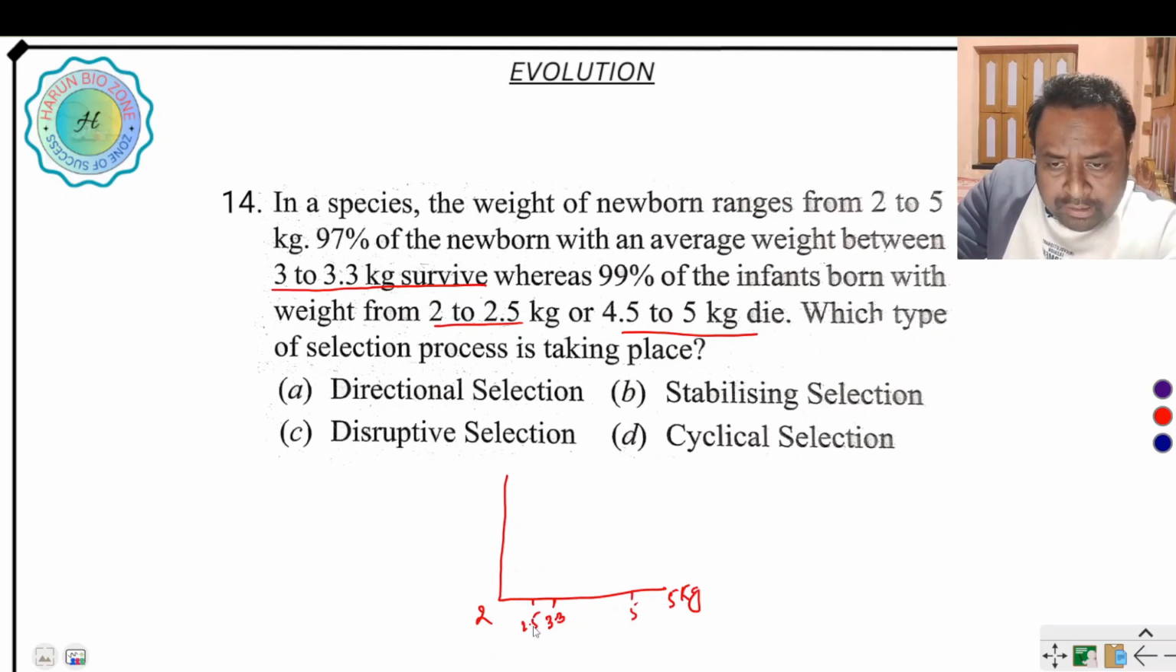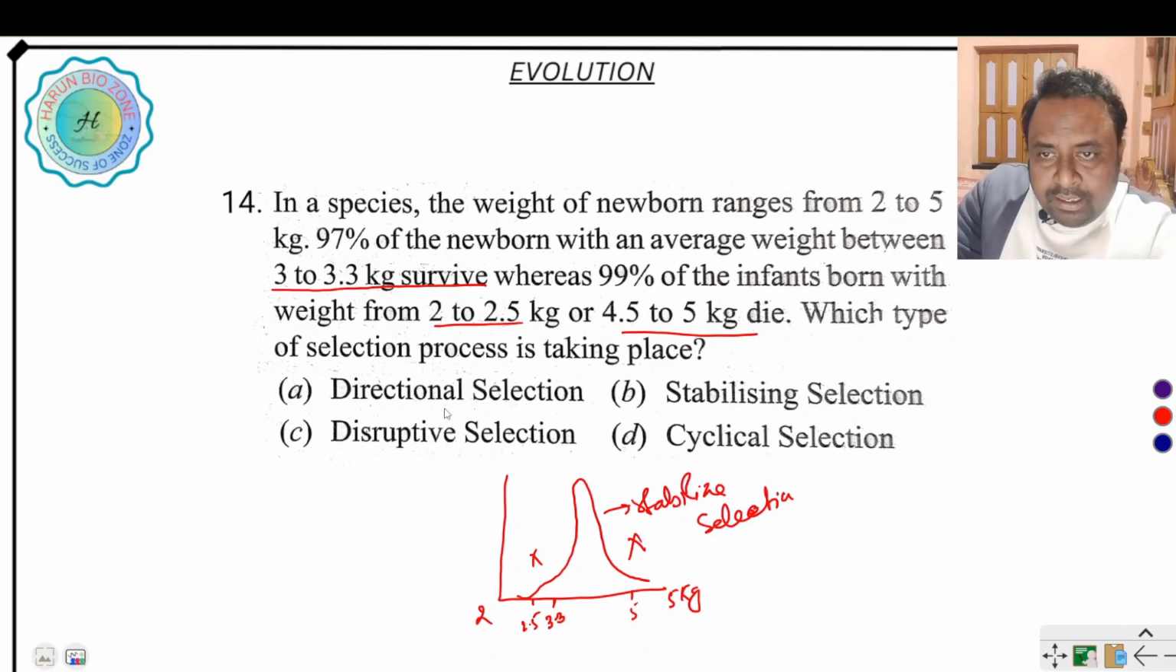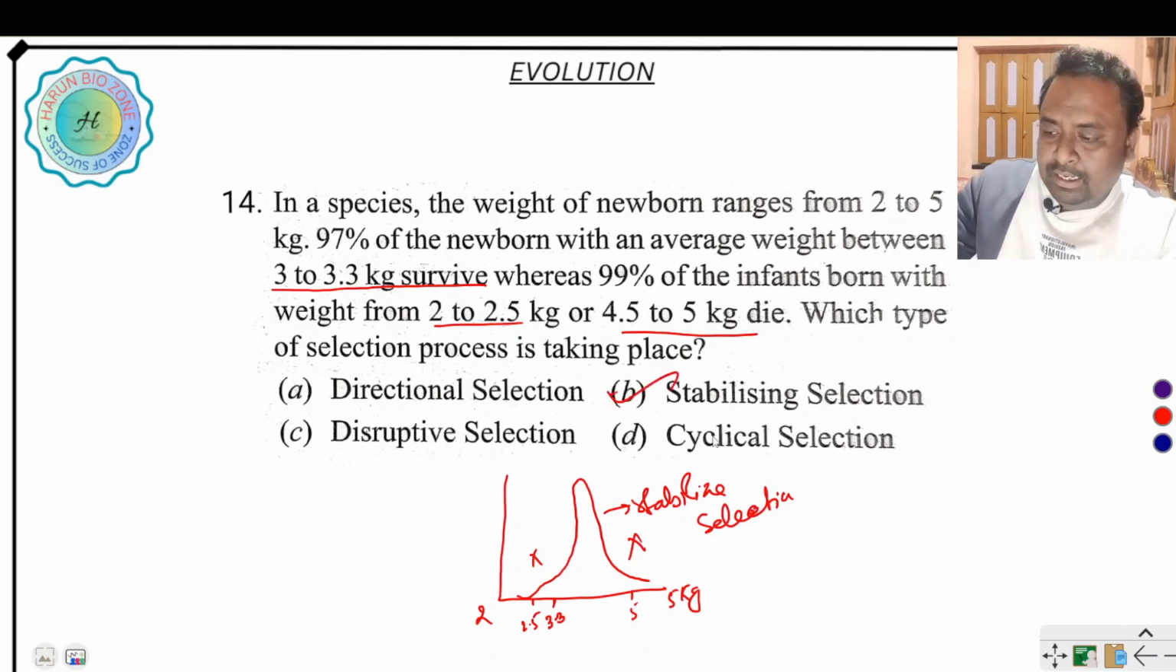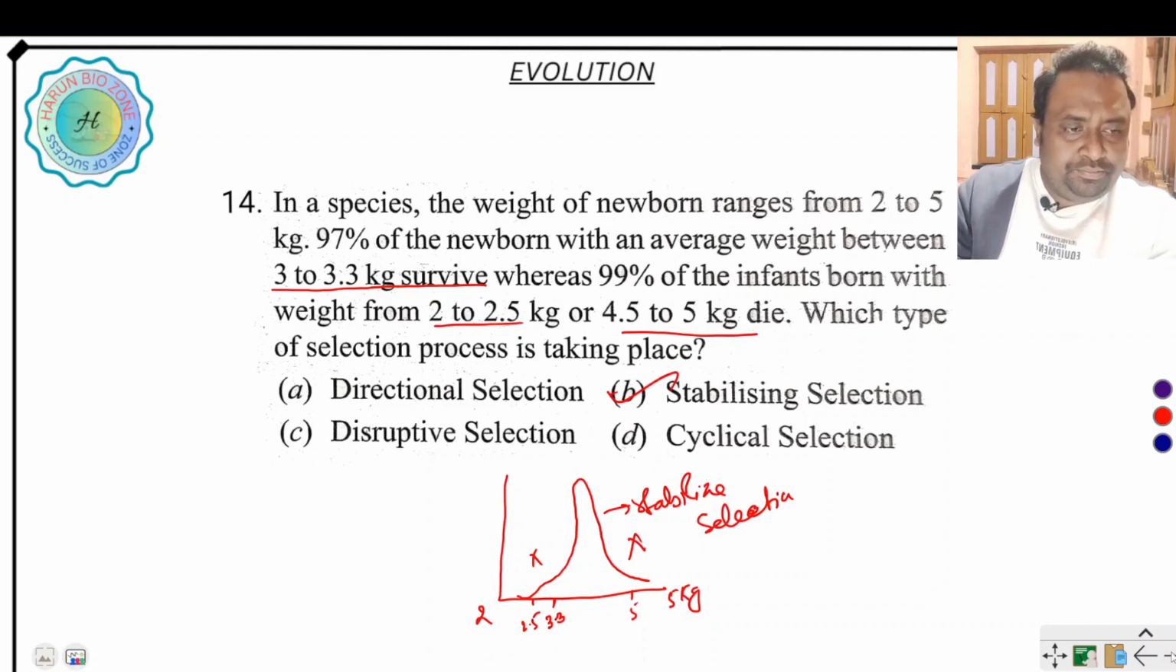So 2.5 do not survive, 3.3 kg survive, and 5 also do not survive. This is called stabilizing selection. Clear? B is the correct option. Next question.